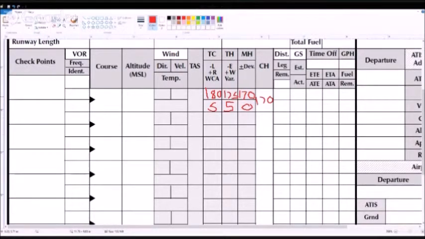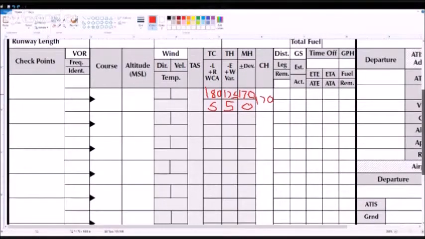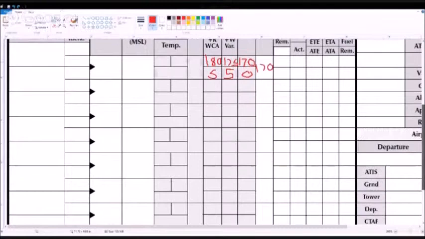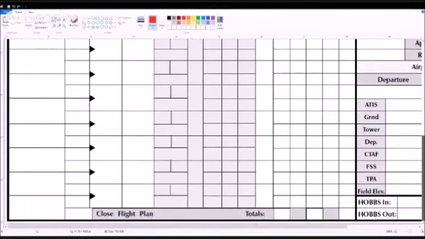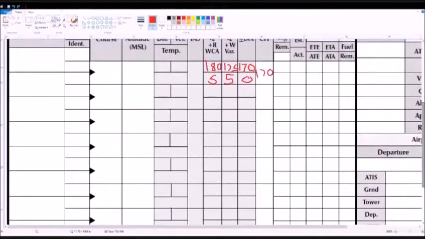So true course and wind correction angle, as long as the weather is the same, they're going to be the same for the whole flight. And then so is true heading, but after variation, because that changes during the flight. So that would change as you go down.